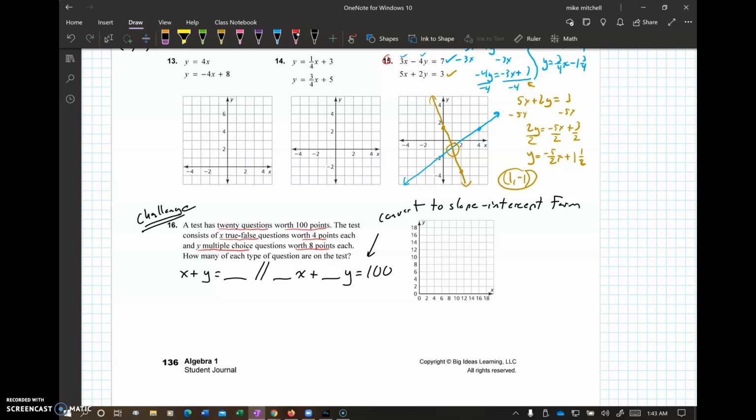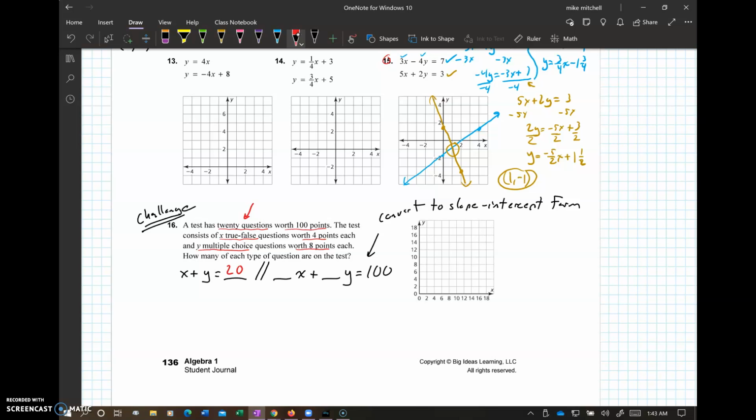Fill this out, X and Y. Well, think about what X and Y are. Don't just look at X and Y. X is the number of true-false questions. Y is the number of multiple choice. So if I take the number of true-false plus the number of multiple choice, well, you've been told there's got to be 20 questions on the test, so that has to add up to 20.